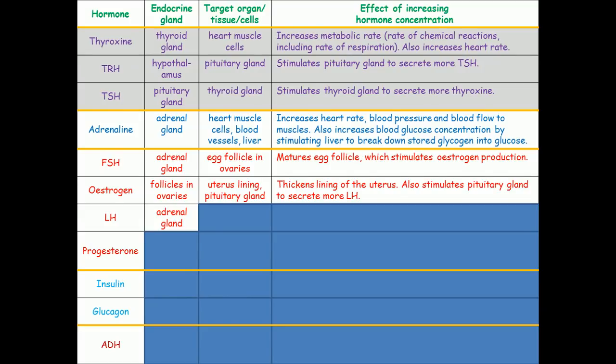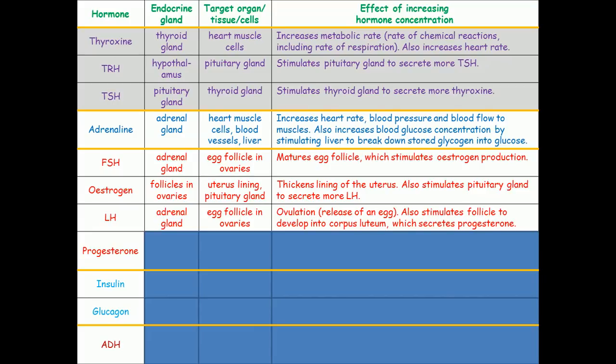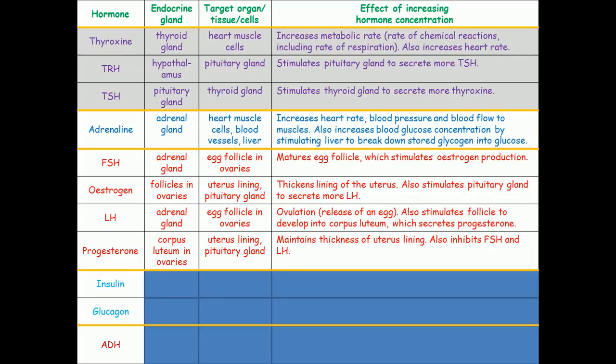LH is secreted by the pituitary gland. It has an effect on the egg follicles in the ovaries. It causes ovulation, which is the release of an egg from an ovary. It also stimulates follicles to develop into the corpus luteum, which secretes progesterone. The progesterone is produced by the corpus luteum in the ovaries, and its target organ is the uterus lining or the pituitary gland, and it maintains the thickness of the uterus lining. It also inhibits FSH and LH.